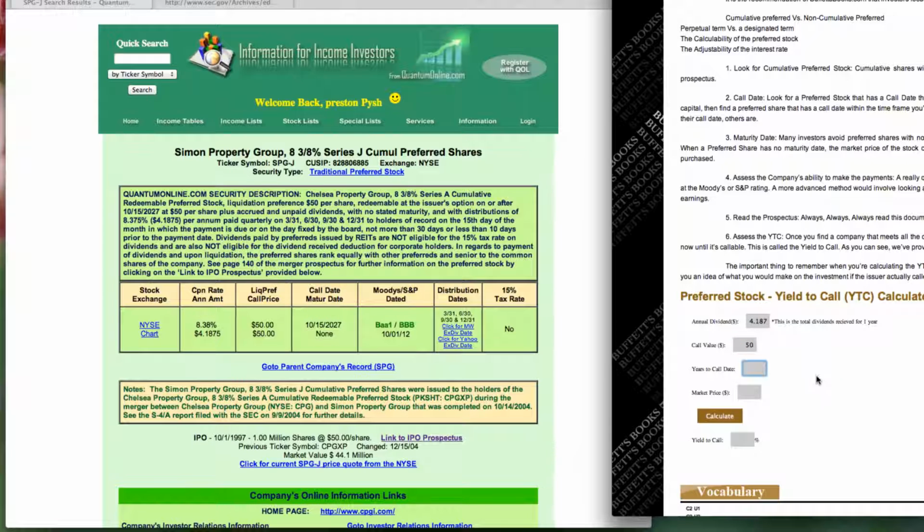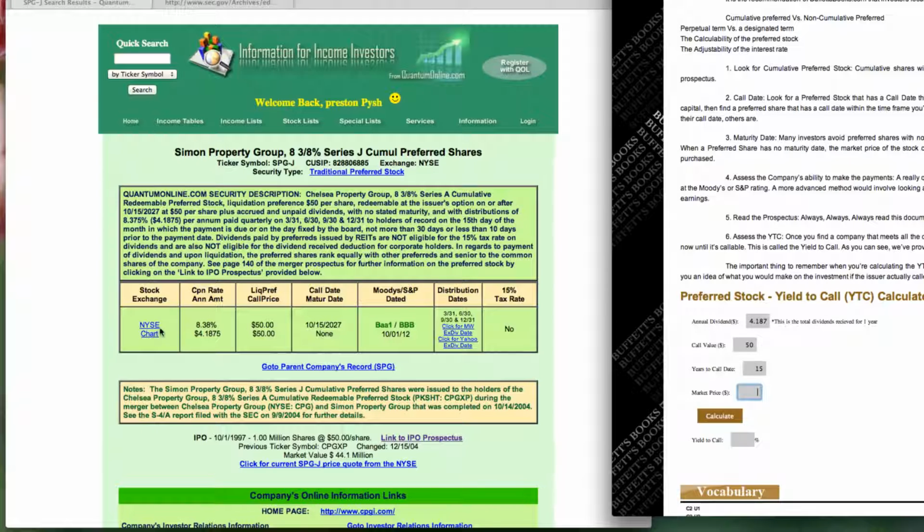Okay, the years to the call date. Now, we'll just do this real fast and we'll put in 15 years, but if you really wanted to do it accurately, you'd have to estimate that that might be 14 and a half years or 15 and a half. I'm really bad doing the math on the dates there real fast, but we'll just put 15 in here. And then the market price, okay?